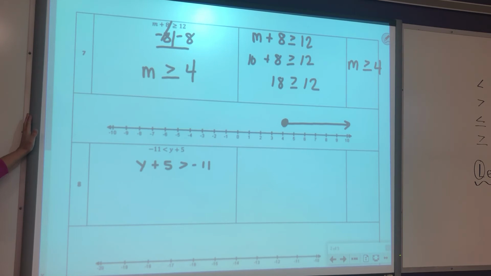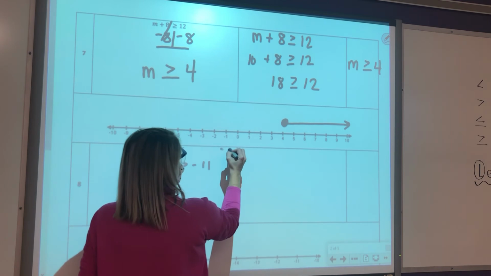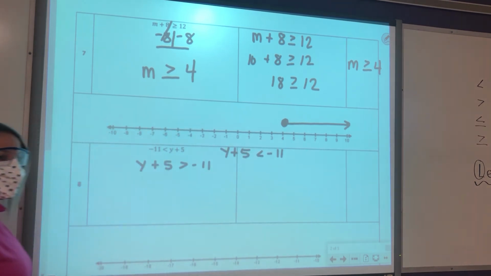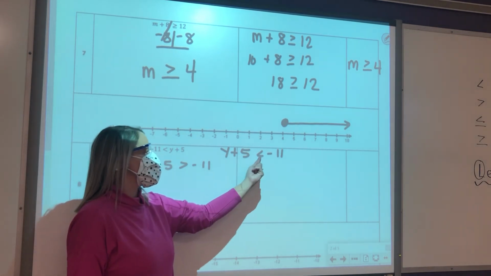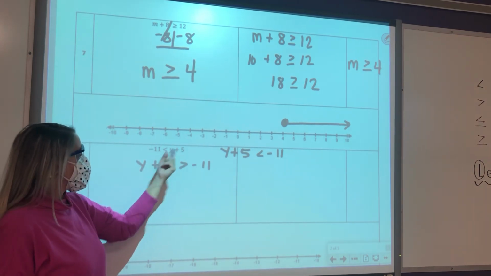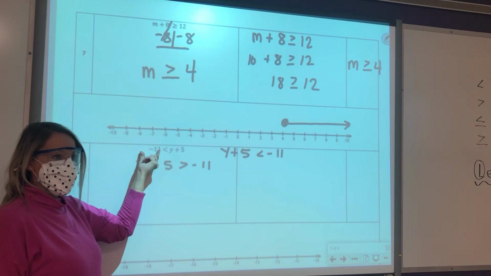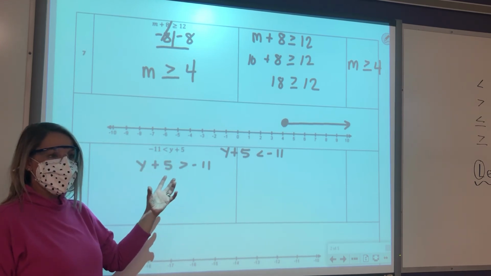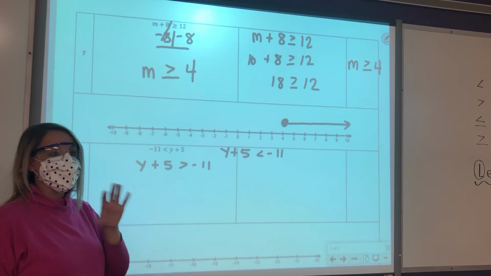Can you say that one more time, honey? How come you can't flip it, because it's still saying that y plus 5 is greater than negative 11? If I just did this, is that the same thing? No, because I'm saying that this is less than 11. Okay, but this is actually greater than negative 11. So I need to keep the integrity of the problem.